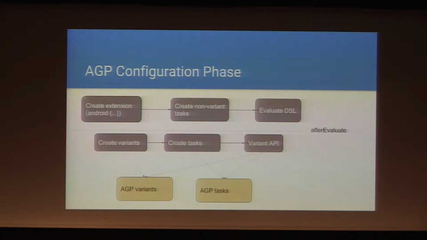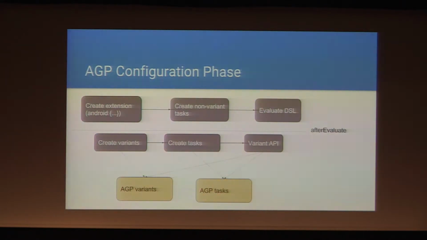Now, these variants capture all of the data that's entered in the DSL, and from this point onwards, you can think of the DSL object as being obsolete. All of the data that's necessary to build the artifacts is now simply captured in the variant. You can see that this create variants block is also creating the Android Gradle Plugin variants, the objects at the bottom of the graph.